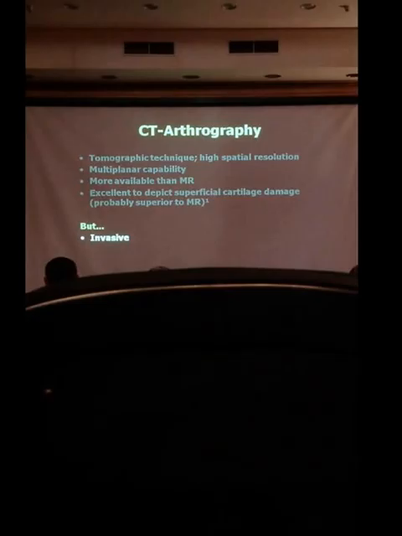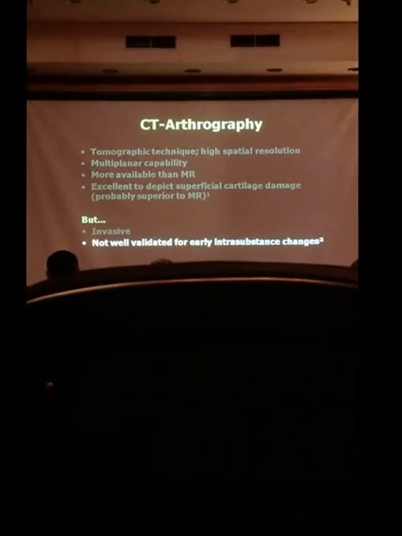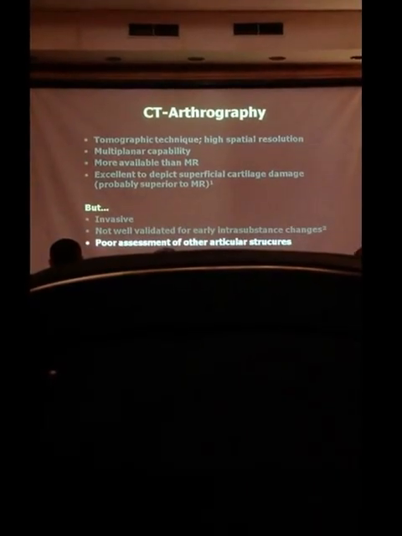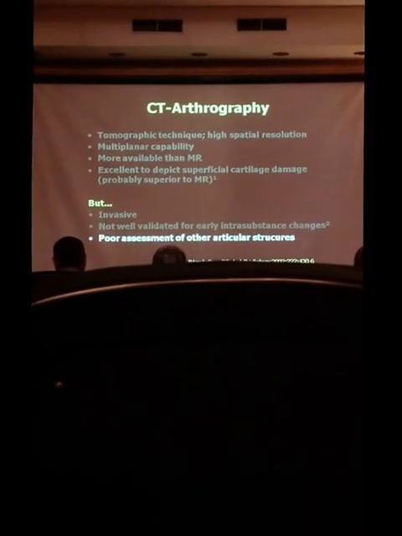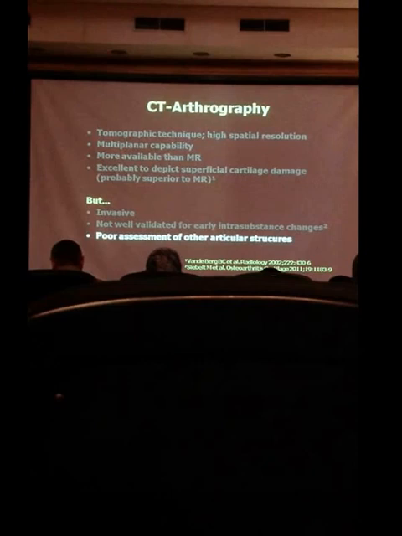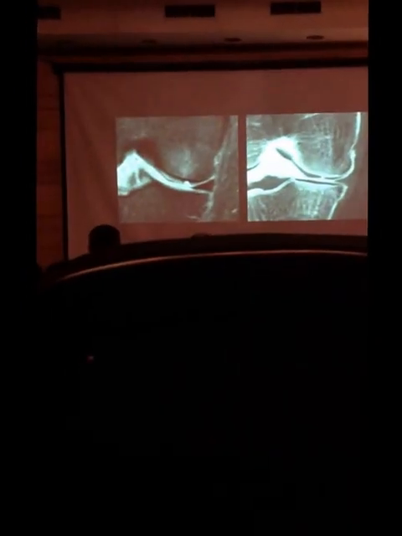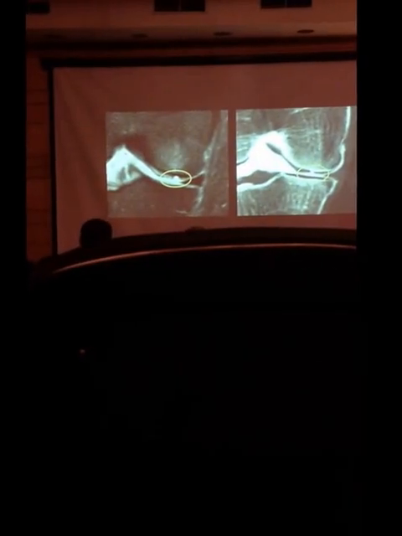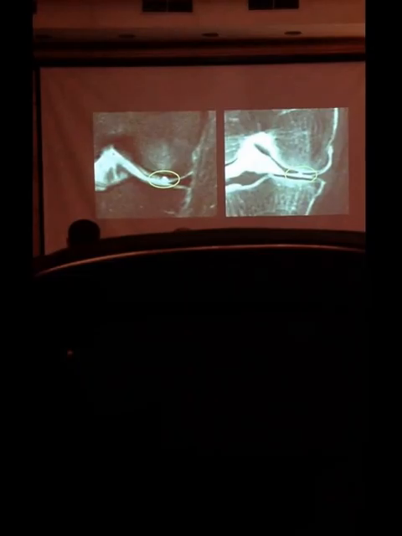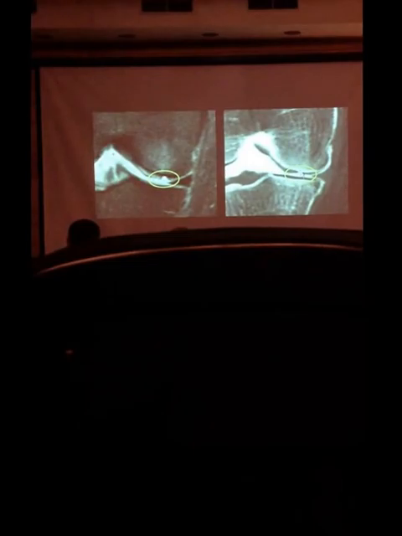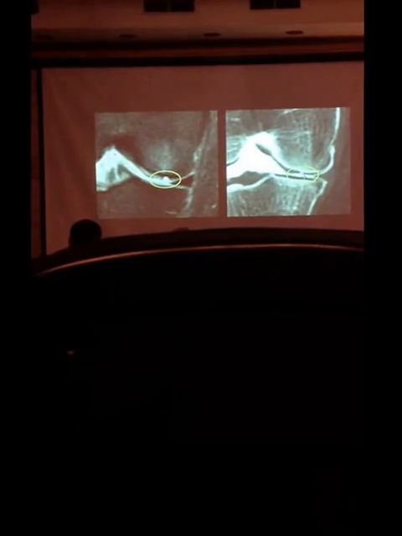We have to inject contrast within the joint. It's highly invasive. It's not well validated for early intrasubstance changes, and the main problem is very poor assessment of other articular structures. A couple of examples to show you that it is good for cartilage morphology. MRI on your left and CT arthrography on the right. Both could detect this very focal chondral pathology. You see contrast going within the focal chondral defect, touching the subchondral bone in this case.